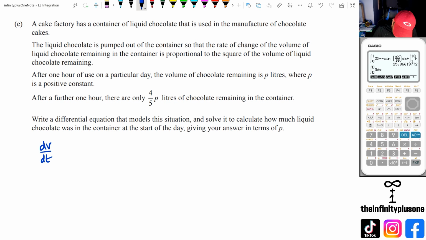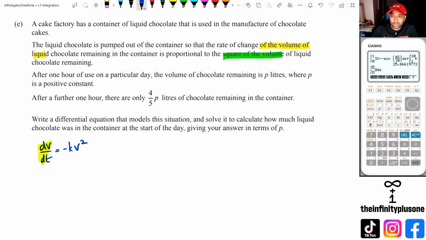So they went dV/dt equals, so that's the rate of change of the volume of liquid. That is this part right here. The dV/dt part is proportional to the square of the volume. So square of the volume, that's going to be V squared. And we don't know what that proportion is, so that's going to be k. And it's remaining in the container. Now this is where I was like, well, what happened? In the answer schedule, they had it as minus kV squared, because it's the amount of chocolate that's actually remaining.